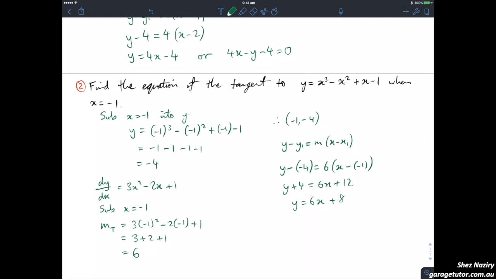Sir, why is it plus 12? Isn't it plus 6? Oh yeah. I can't multiply either. Alright, plus 6. There we go. Okay, so that's the equation of my tangent.